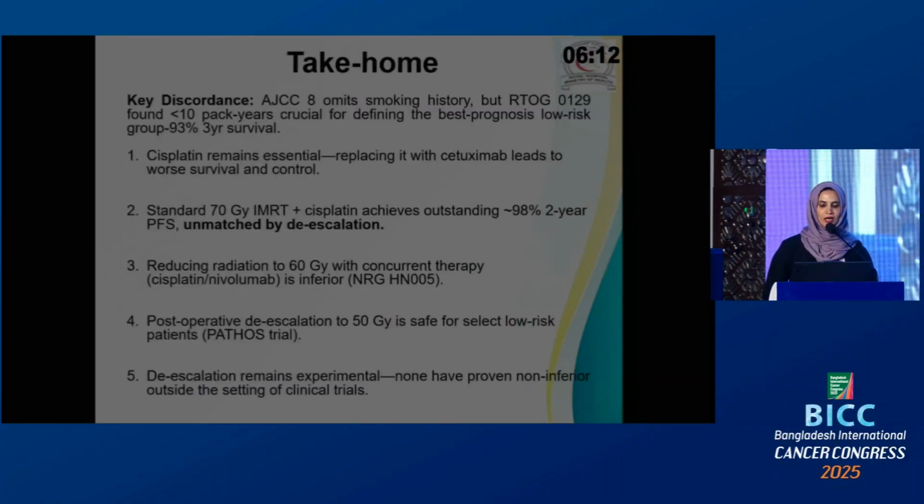And quickly, the take-home message is we have to be careful that AJCC did not mention the smoking history, but the RTOG 0129 found that less than 10 pack-years was crucial for defining the best prognosis for the lower-risk group. Cisplatin remains essential, so replacing it with cetuximab leads to worse survival, and the standard of care of 70 gray IMRT with cisplatin achieves outstanding progression-free survival unmatched by the de-escalation.